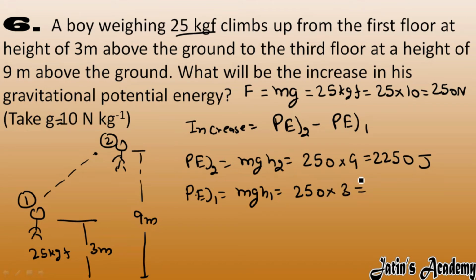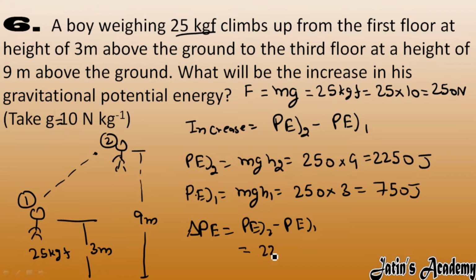So 250 into 3 meter, we got it as 750 joule. Now we have to calculate increase in potential energy. Increase in potential energy we can also write with delta P is equals to PE2 minus PE1. Okay, final potential energy minus initial potential energy, which is 2250 minus 750. So when you subtract it, you will get increase in potential energy as 1500 joule. So in this case, what will be the increase in potential energy? Increase in potential energy, we got it as 1500 joule.